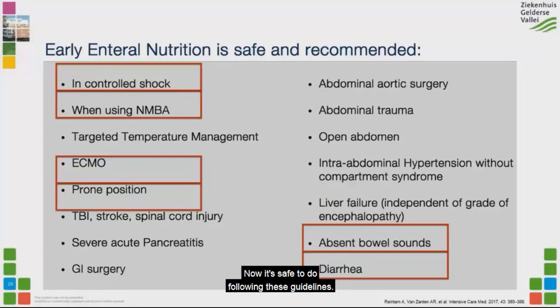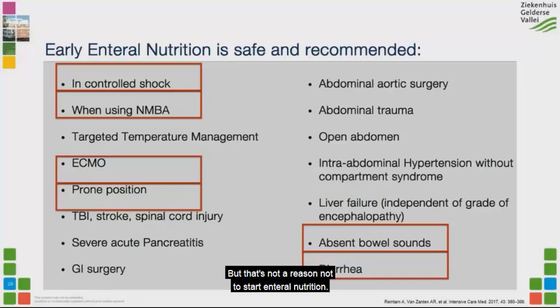Now, it's safe to do following these guidelines. And in some patients, we need extracorporeal membrane oxygenation, so ECMO. And we have to ventilate the patients in the prone position. So if you listen to the bowel sounds of this patient, many times you don't hear it.